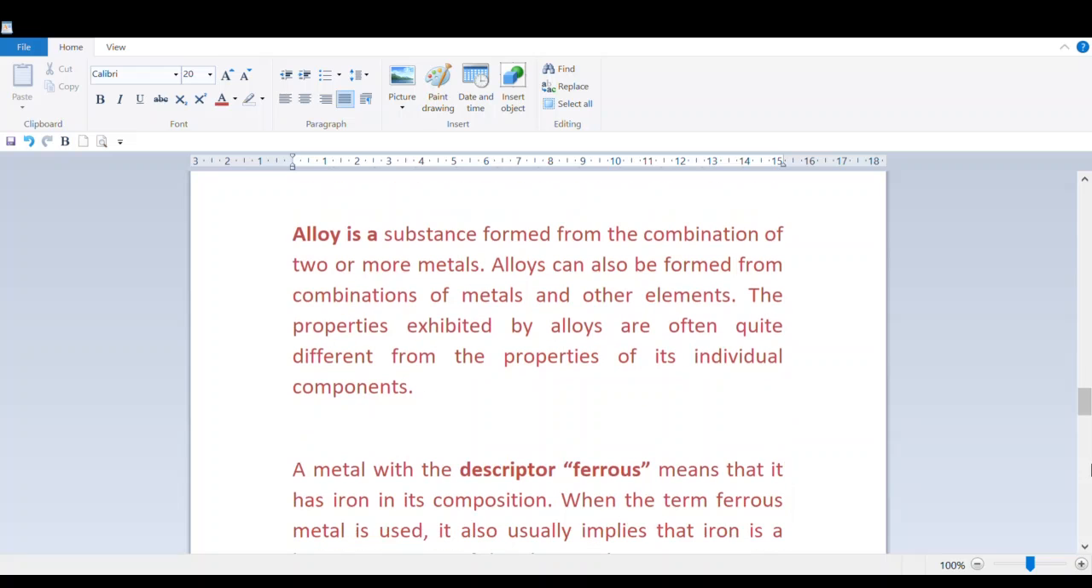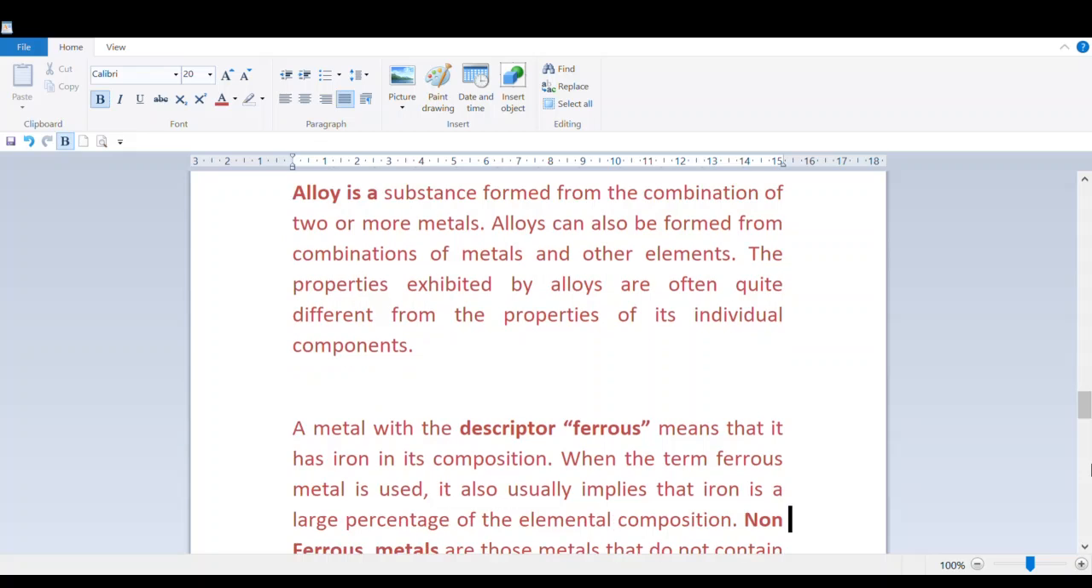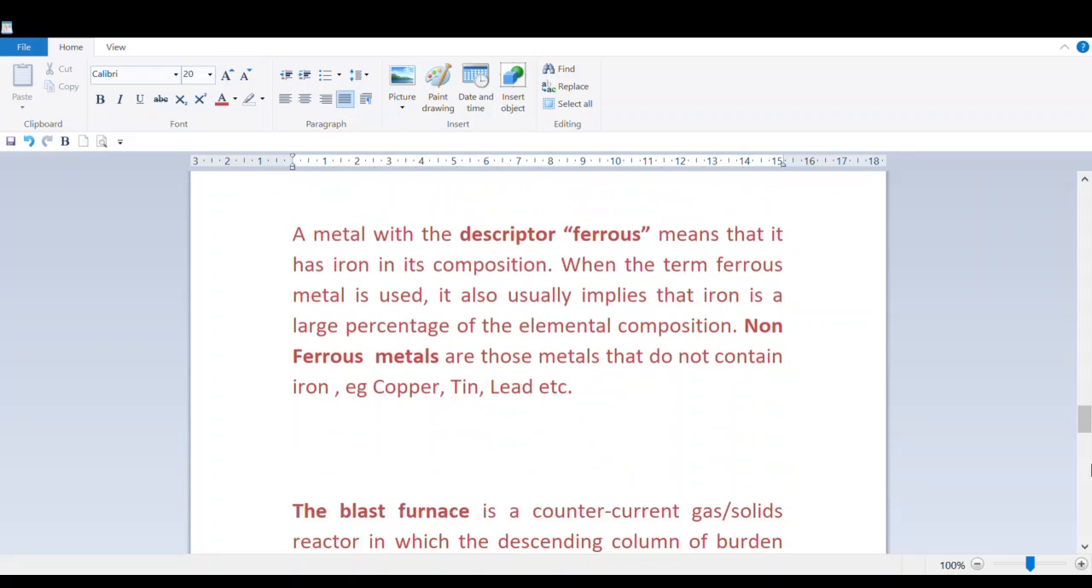That is specific gravity. Next, what is alloy? Alloy is a substance formed from the combination of two or more metals. Alloys can be formed from a combination of metals and other elements. The properties exhibited by alloys are often quite different from the properties of the individual metals. Alloys are a mixture of two or more metals. That is a combination, and the property will vary from the mother metals. What is a ferrous metal? A ferrous metal will have a higher concentration of iron in it. And what is a non-ferrous metal? Non-ferrous metals, like copper and tin, will not have iron in them.